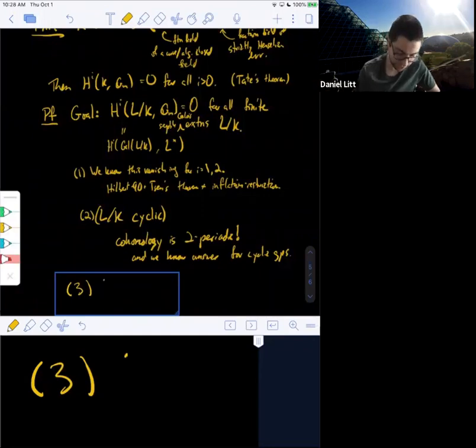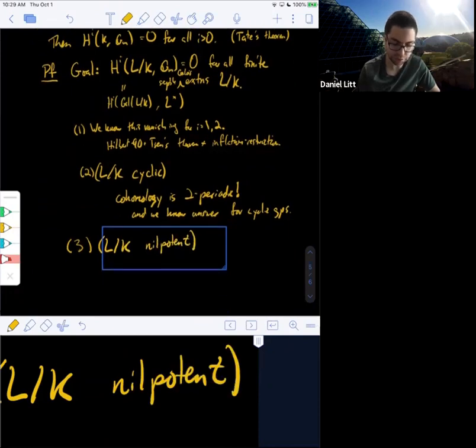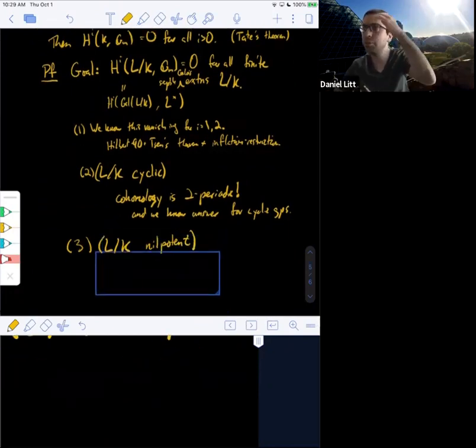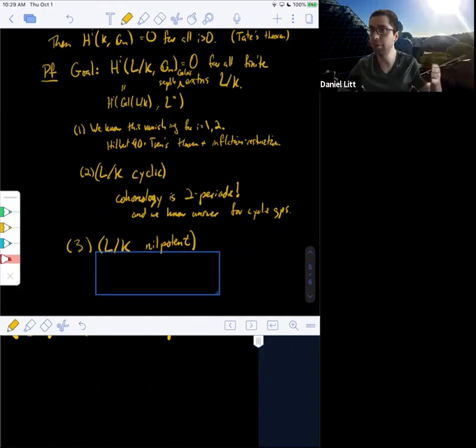All right, so now let's do L over K nilpotent. Does everyone know what it means for a group to be nilpotent? Does anyone want a reminder? Yeah, could you remind us? The key fact I'm going to use is that there's a filtration so that the associated graded pieces are cyclic. But what it really means is that if you keep taking the iterated commutators, you eventually get 0.